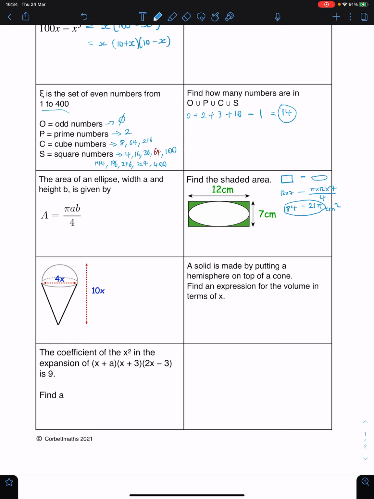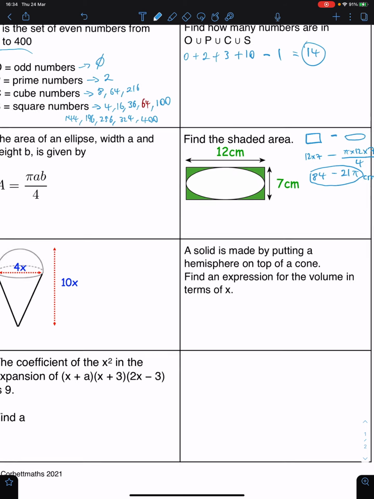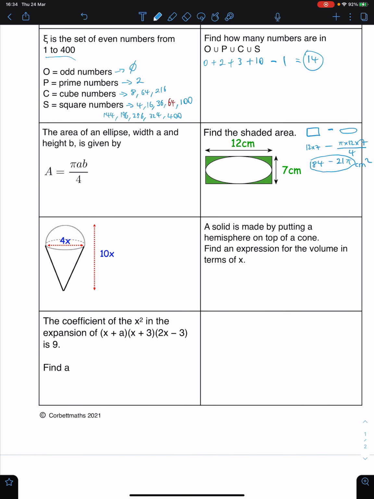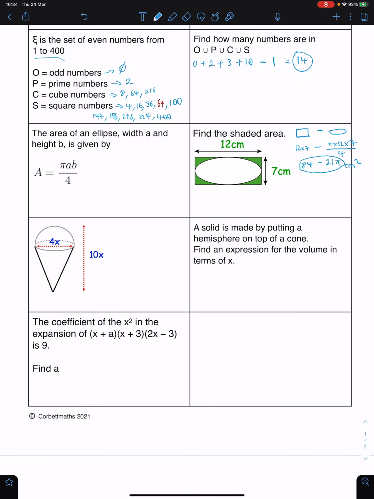Next, we have a solid is made by putting a hemisphere on top of a cone. Find an expression for the volume. Okay, so first of all, we've got the sphere. Let's make this a bit bigger and zoom into this. Yeah, we've got the sphere, which has got a radius.